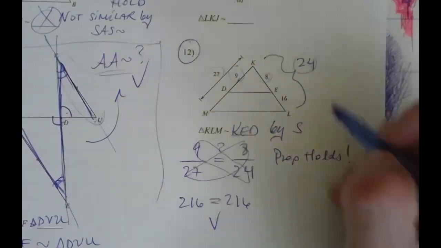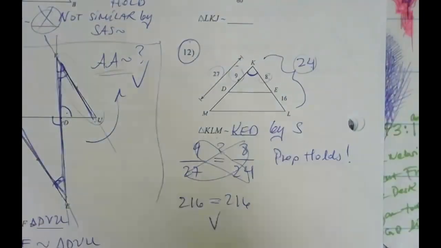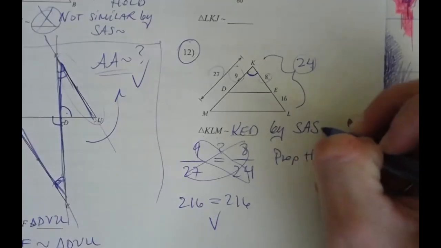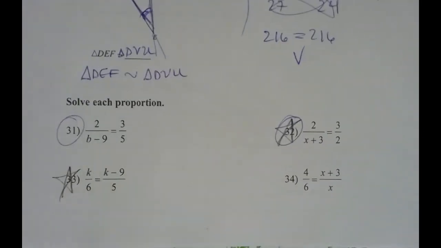side. Oh, and we didn't even realize there's not a third side here, but look, this angle is reflexively equal, so this is actually a side angle side similarity. Beautiful. Now, using proportions to solve algebra, we're going to try these two top problems, 31 and 32, quickly.